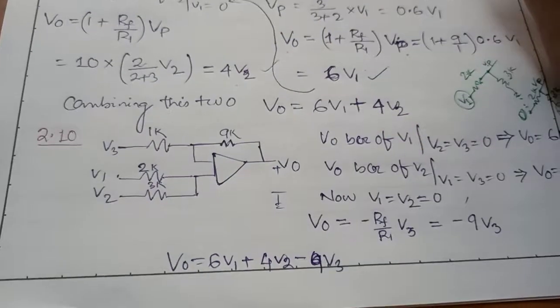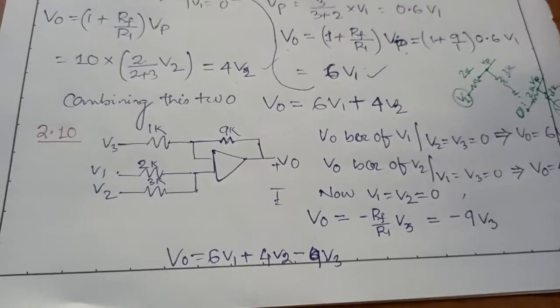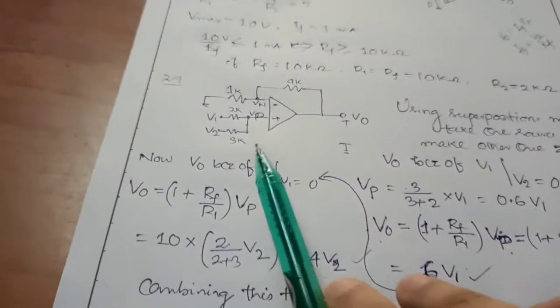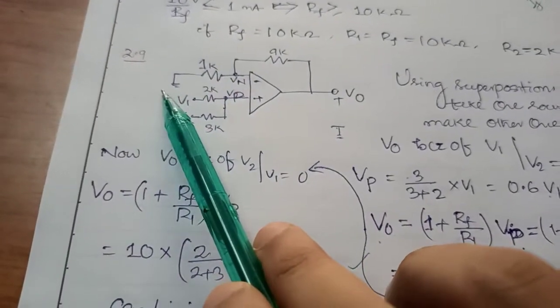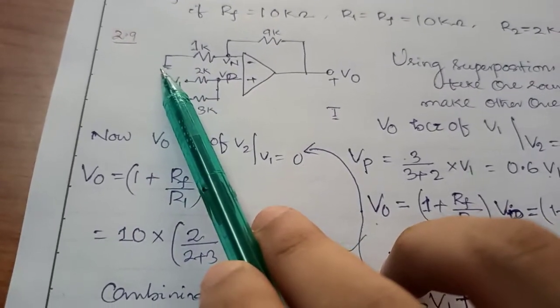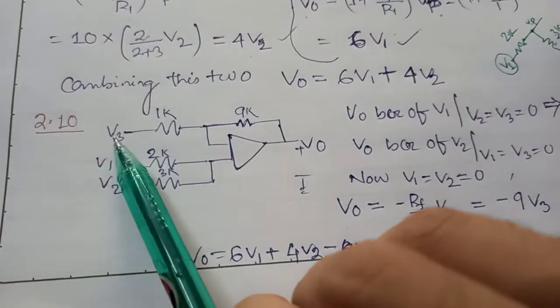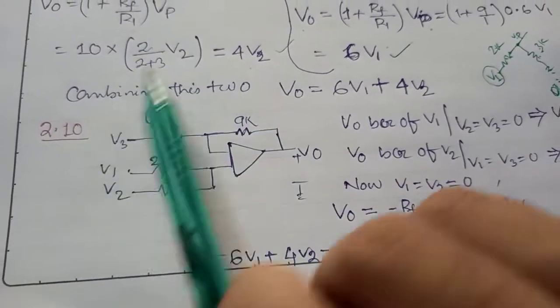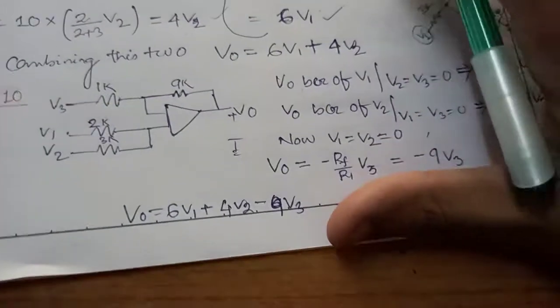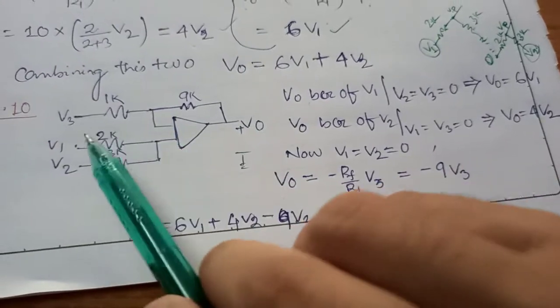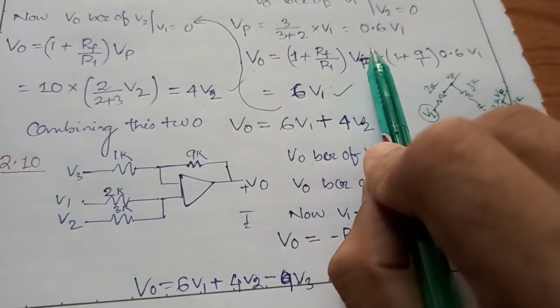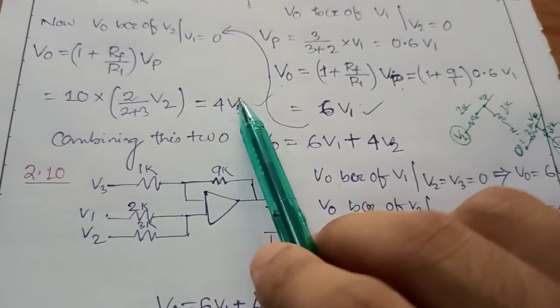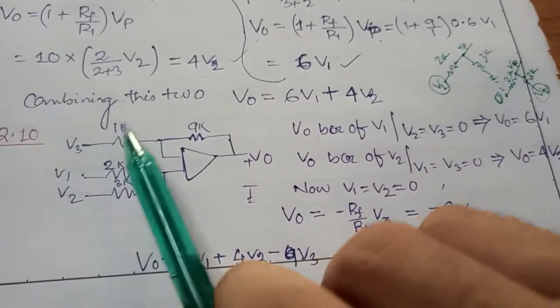Okay. In the next question it is given that the 1 kilo ohm that was connected to the ground in the previous question is now removed from the ground and connected to a voltage source V3, and we have to use the superposition theorem again. Then what are we going to do? We have already found that V output because of V1 is equal to 6V1, and V output because of V2 is nothing but 4V2. Now only for V3 I have to find.